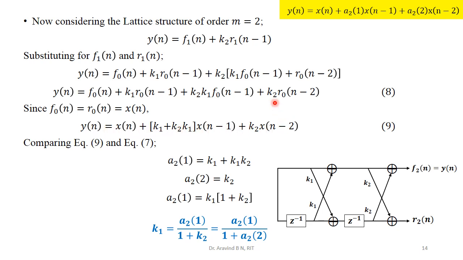Now compare this expression with that of the equation 7. We are going to have a2 of 1 is equal to k1 plus k2. a2 of 2 is equal to k2. So a2 of 1 same, that has been reassembled over here. So by taking k1 as a common factor, we get this one. Then k1 will be equal to a2 of 1 divided by 1 plus k2. We are going to have this k2 can be replaced by a2 of 2. Therefore a2 of 1 divided by 1 plus a2 of 2 we are going to have.